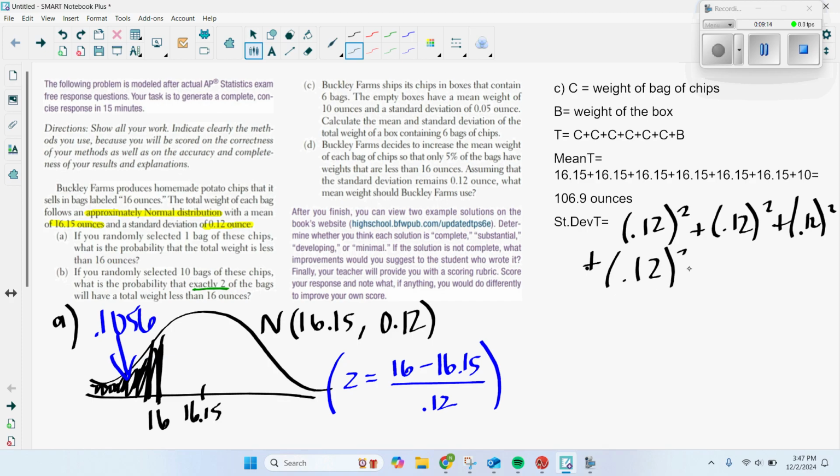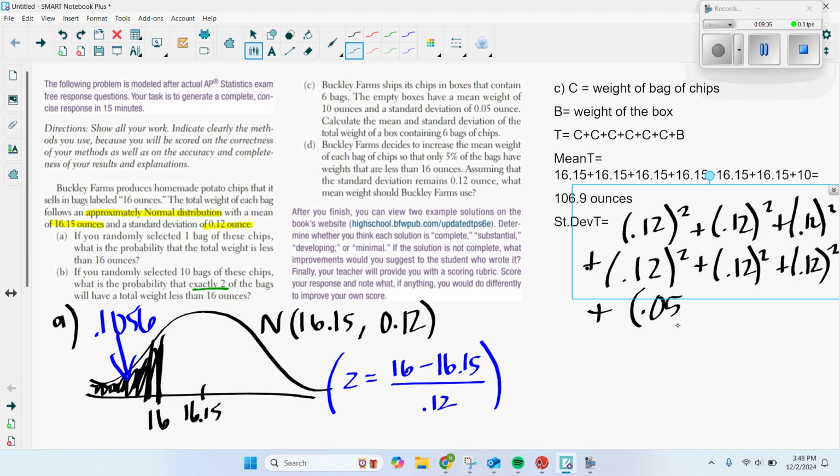Part of why I'm writing it all the way out like this is because I want to emphasize that I'm not doing 6 times the standard deviation. I'm doing like 6 times the variance. And then I'm actually going to add the variance of the box as well. So that was the variance of the box. To find the standard deviation, I actually need to take the square root of all of that.